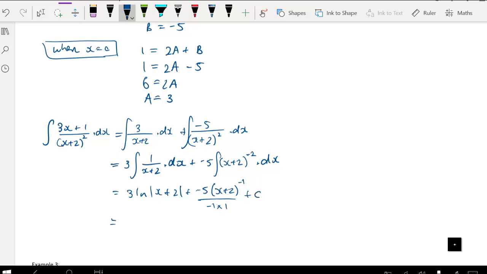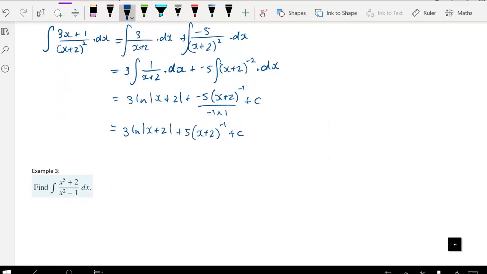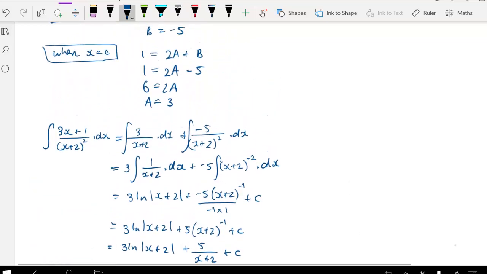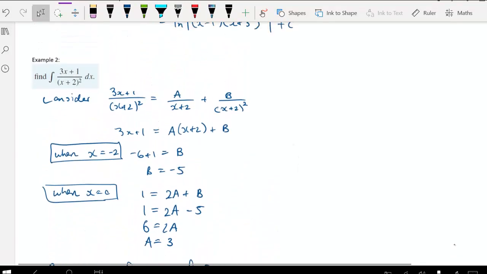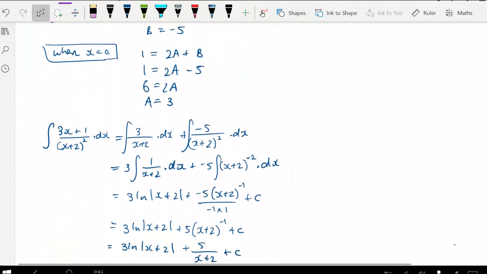plus c. So we've got 3 ln(x + 2), we have plus 5(x + 2)^(-1) plus c. And power of negative 1 means we can move that back to the denominator. So plus 5 over (x + 2) plus c. There we have it. There's our integral. A little bit more complex, that one, but not much. Still the same process.